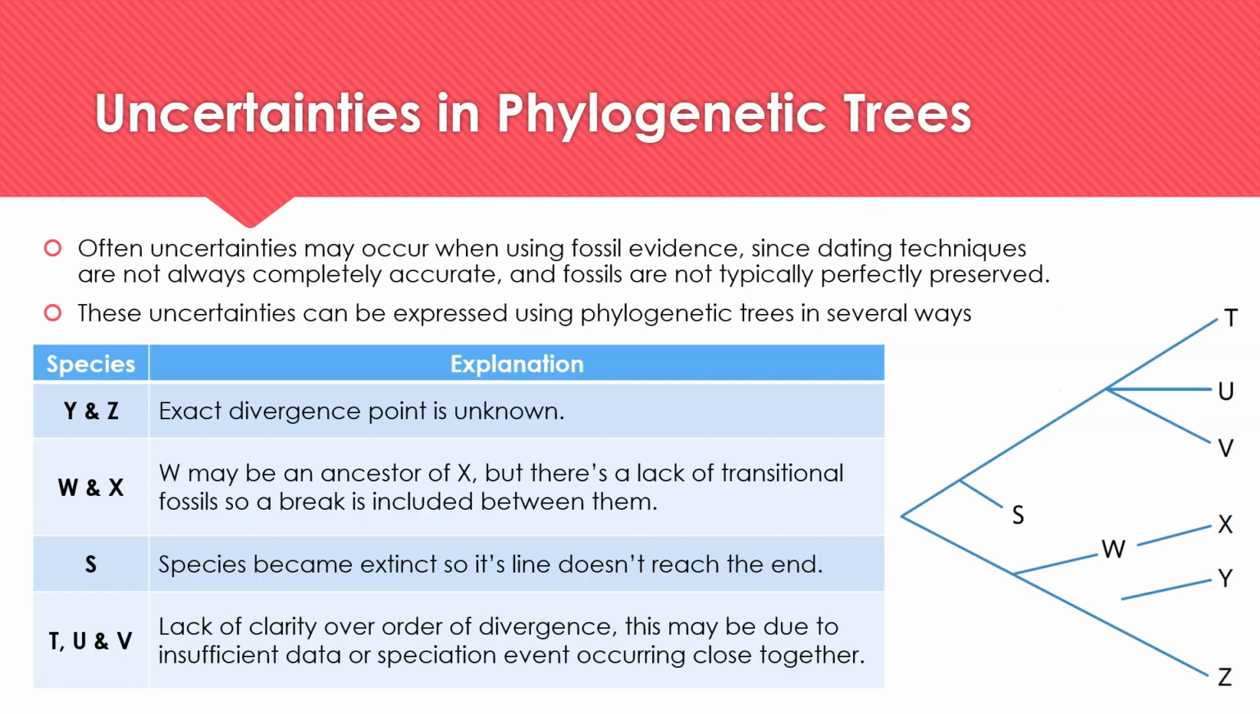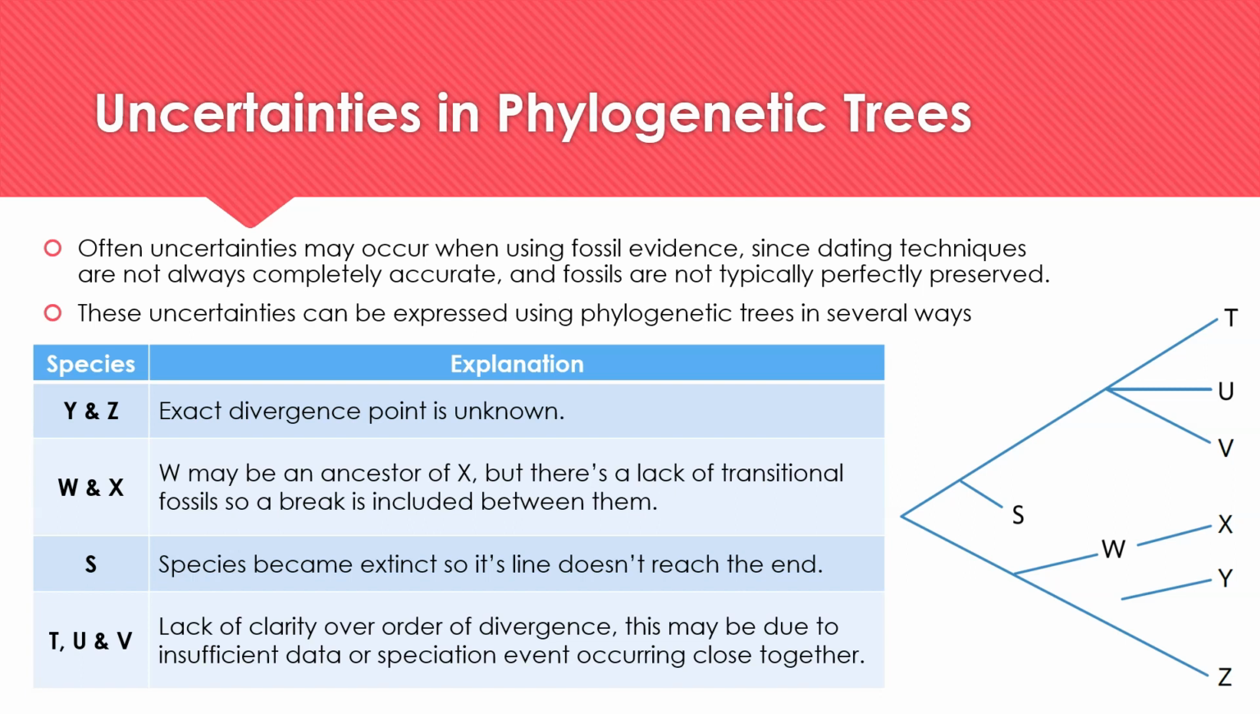When we build a phylogenetic tree, it is sometimes possible to come up with more than one result. That can come about because of a range of different things. One, you might not know the exact divergence point. Maybe the fossil evidence you've got isn't super accurate. Maybe there's a couple of ways of interpreting data. And so here, the way you might express that, you can see here is, for example, with Y and Z, there's a bit of a gap there because you don't exactly know where that divergence point is. You just know it should occur somewhere around there.